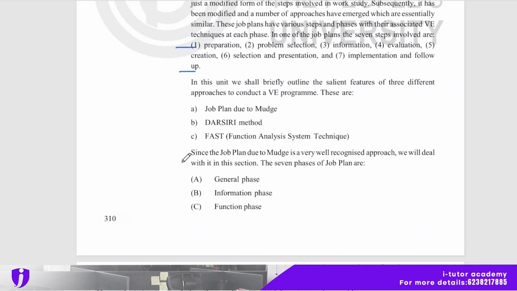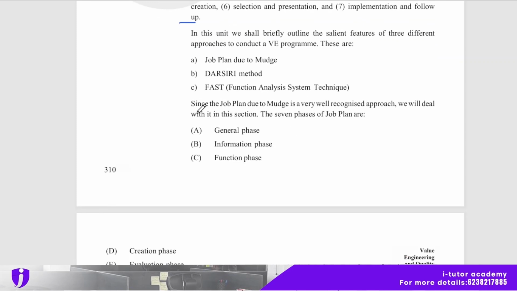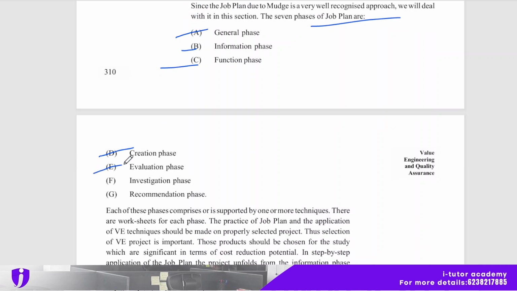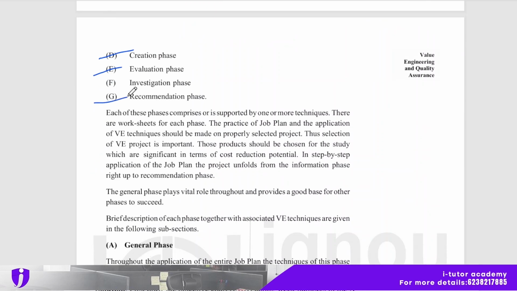In this unit, we shall briefly outline the salient features of the 3 different approaches to conducting a VE program, that is, the job plan due to Miles, the Darcy method, and FAST, that is, Function Analysis System Technique. Since the job plan due to Miles is a very well recognized approach, we will deal with it in this section. The 7 phases of the job plan are the general phase, information phase, function phase, creation phase, evaluation phase, investigation phase, and recommendation phase.